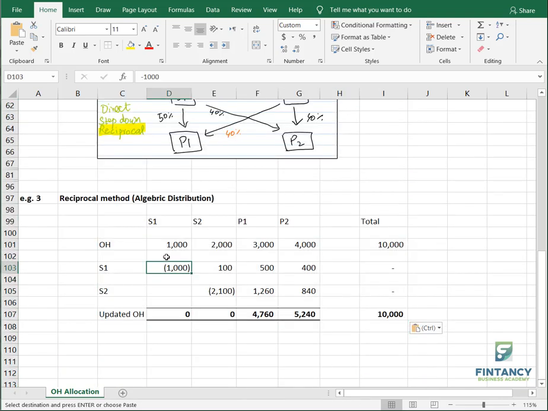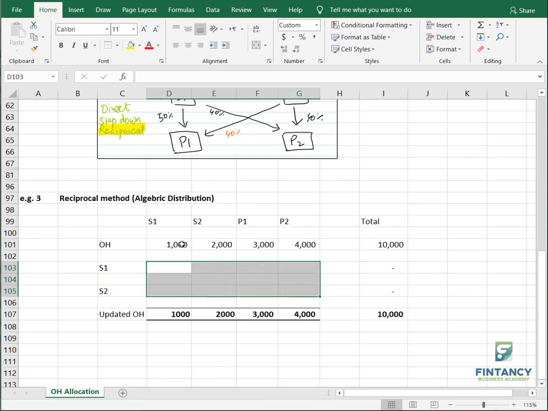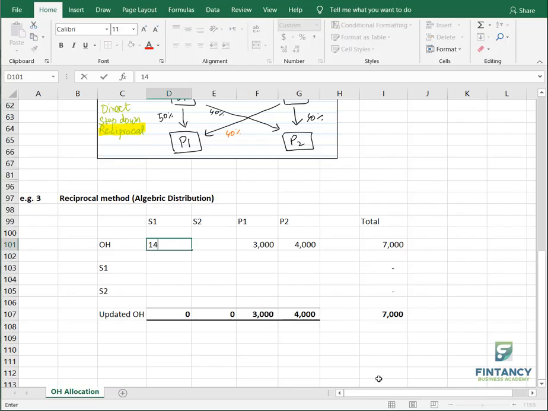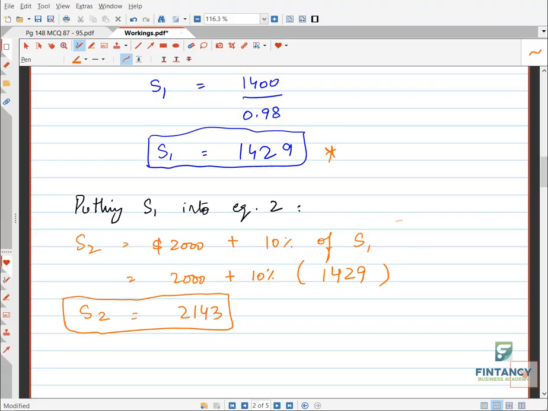Okay. So let me remove all this here. And also I have to update these two figures. Now see, S1 was how much? 1429. Okay. And S2 is how much? 2143.